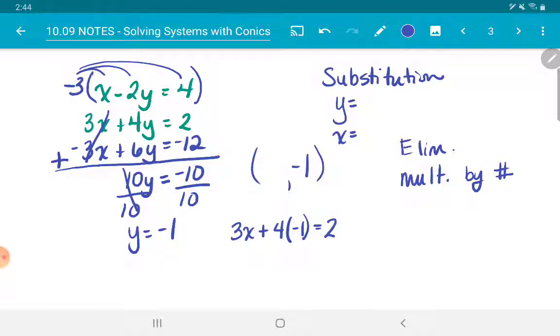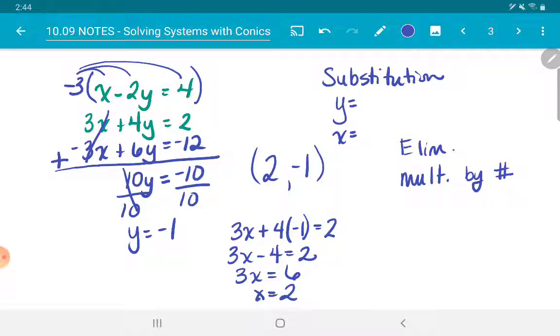So there's our equation with the -1 substituted in, so that gives us 3x minus 4 equals 2. And now we're just going to solve that basic equation. So we're going to add 4 to both sides, divide by 3, and so 6 divided by 3 is 2. So our ordered pair is 2, -1. These two lines, if we were to graph them, would cross at 2, -1.